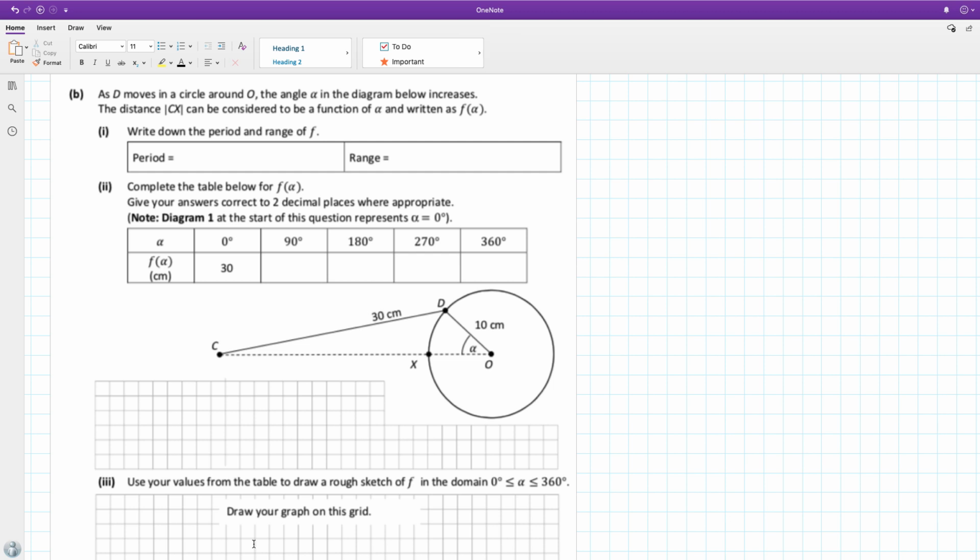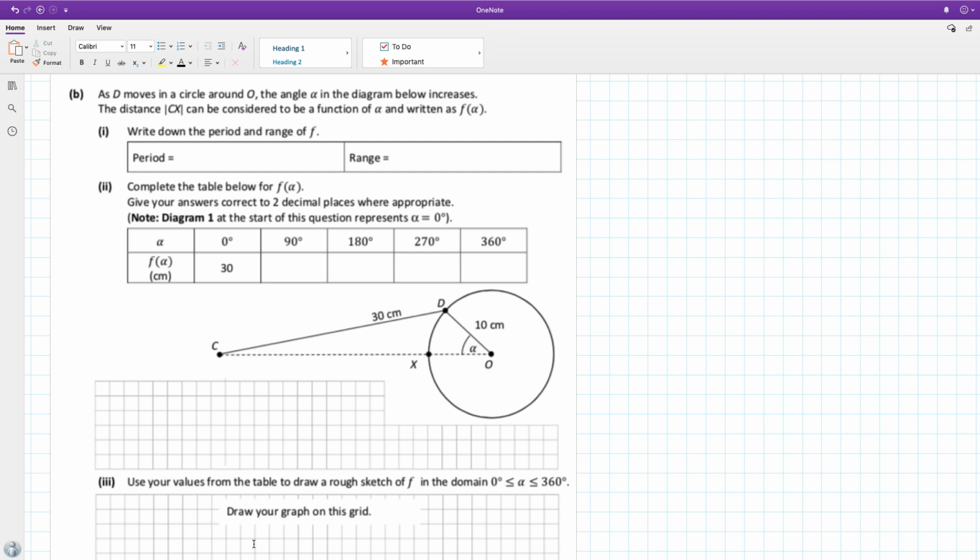There? 360, the girl. What's 360 going to be? 30, because it's gone the whole way around and it's back in the same spot. Again, so we know 360 is going to be 30 degrees.